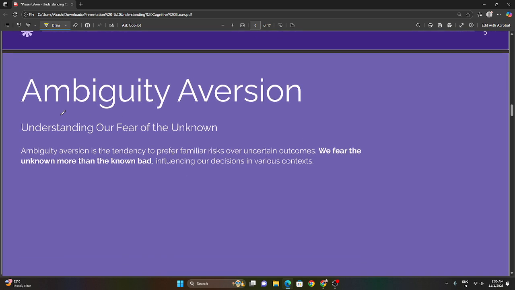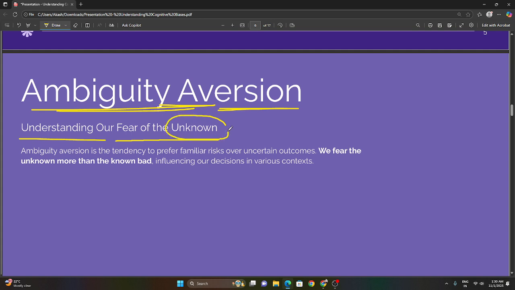Now we are moving towards ambiguity aversion, understanding our fear of the unknown. Ambiguity aversion is the tendency to prefer familiar risks over uncertain outcomes. We fear the unknown more than the known bad, influencing our decisions in various contexts.